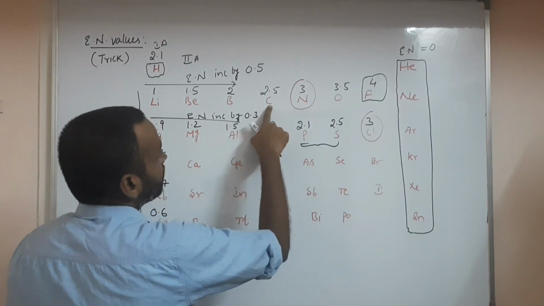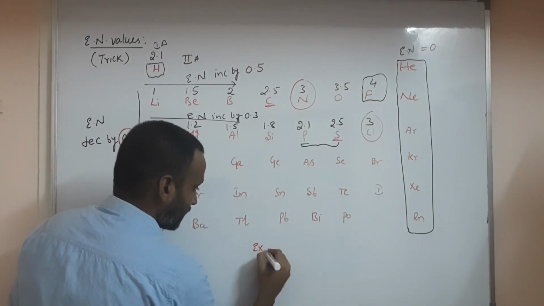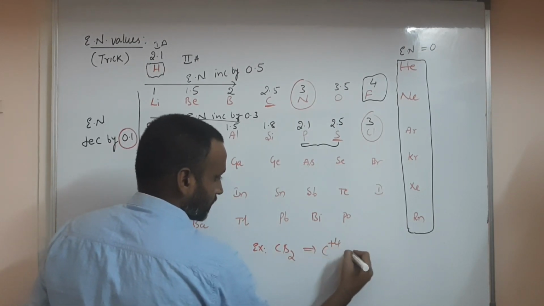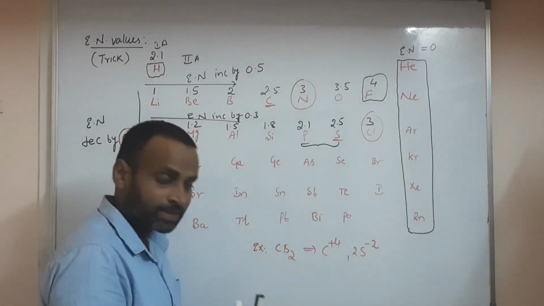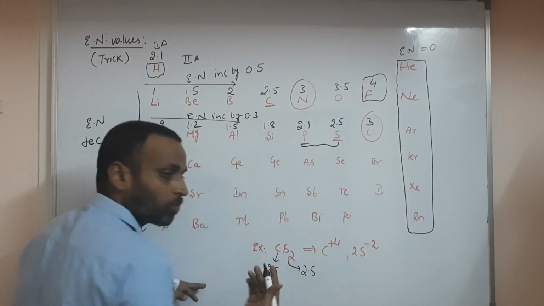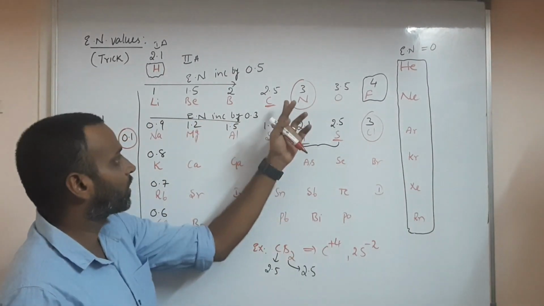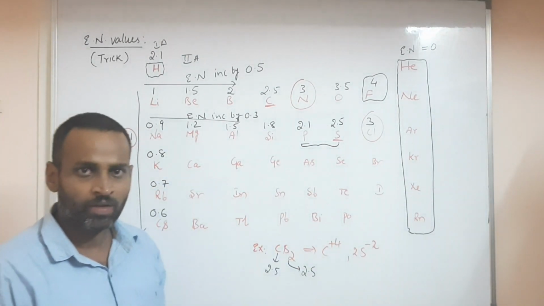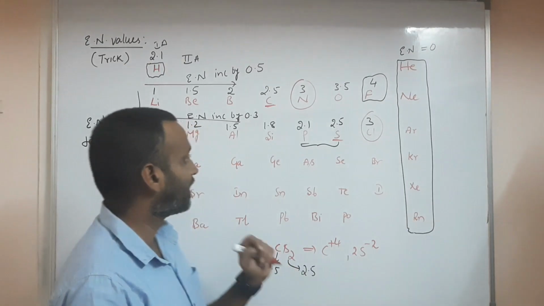Like that here also: carbon is 2.5 and sulfur is 2.5, but sulfur is somewhat more. For example, in CS2, carbon is +4 and sulfur is -2 for each of the 2 sulfurs. Carbon you take as 2.5 and sulfur you also take as 2.5, but sulfur has slightly more electronegativity. So CS2 is of course non-polar, but slight charges exist.